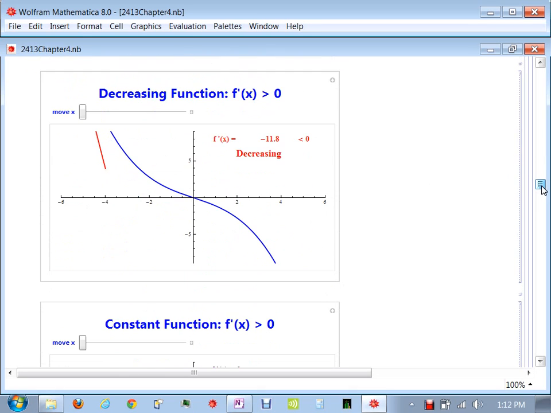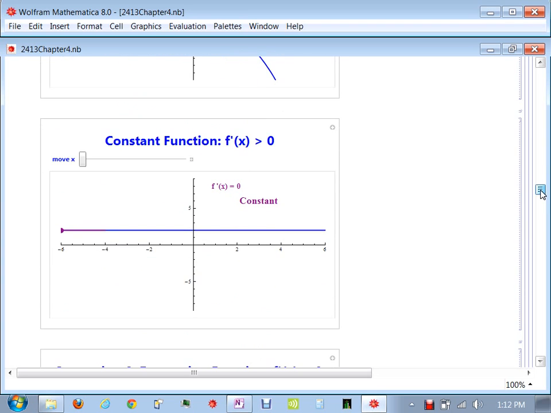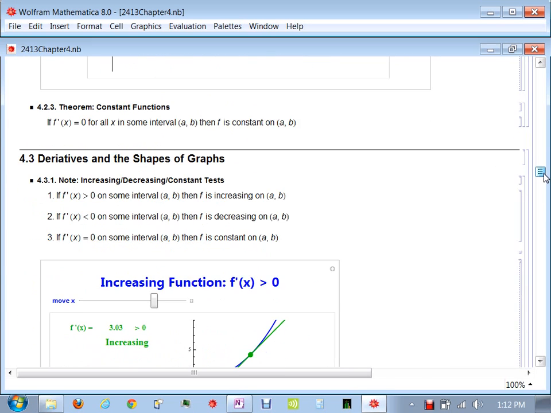Now, negative slope, so if your derivative is negative, this should be backwards. That's a typo. If your derivative is negative, then your function must be going down as you move from left to right. Does that make sense? All right. And then, of course, if your derivative is 0, then it's flat the whole time. Then your function must be constant. So it's just a flat line.